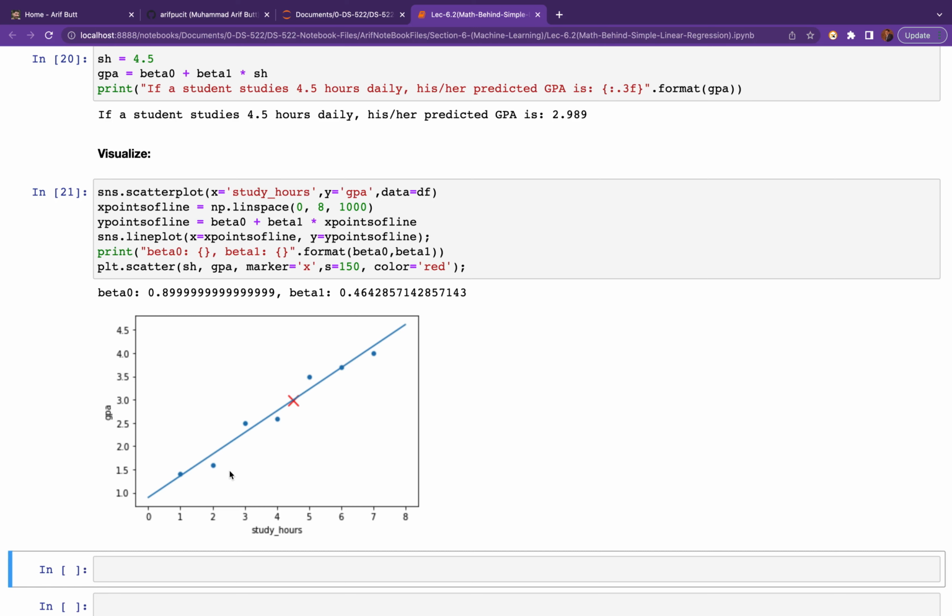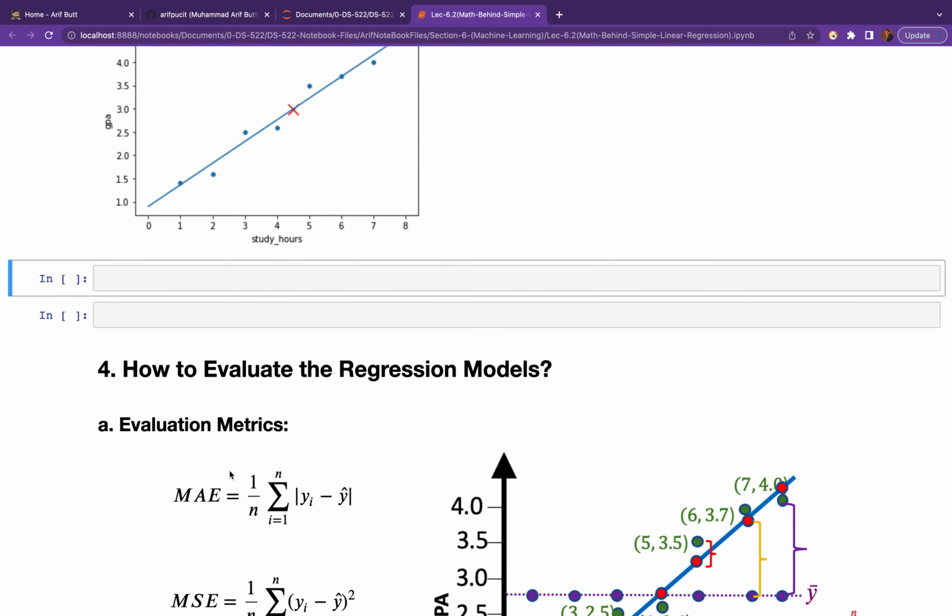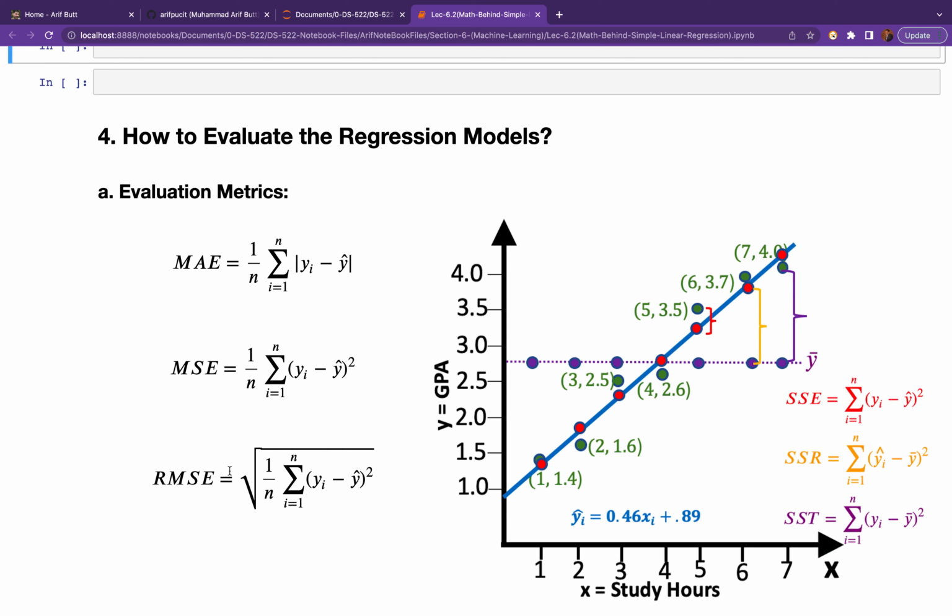Let me move ahead and talk about the final part, and that is how to evaluate regression models.